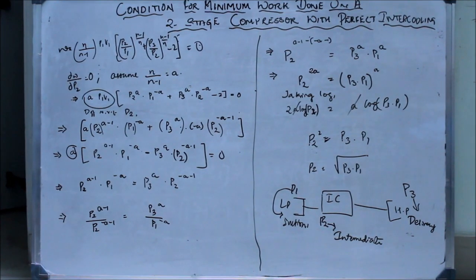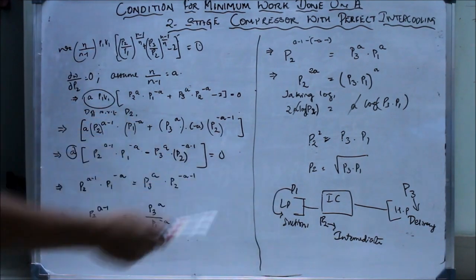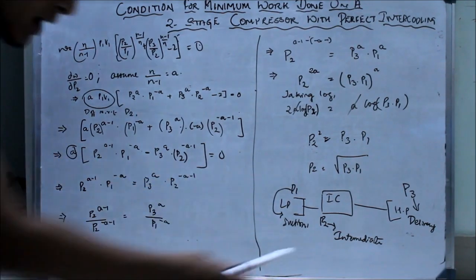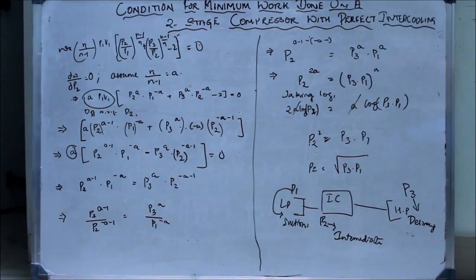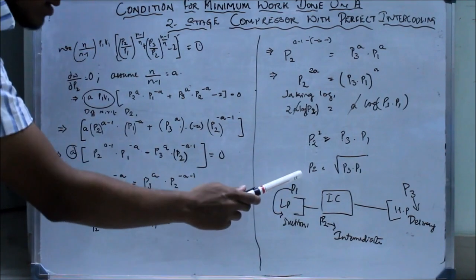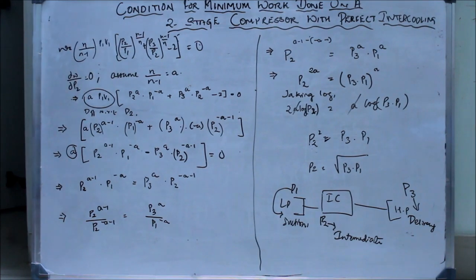To find out the minimum work done, first we should find out the expression for the intermediate pressure P2. If you look at the schematic diagram here, this is the low pressure cylinder. This is the suction pressure, which is going to be constant because it's the atmospheric pressure. And P3 is the delivery pressure, the pressure that we want, and that is also going to remain constant. The only pressure that we can play around with is the intermediate pressure. So we find an expression for the intermediate pressure in terms of the delivery pressure and the suction pressure. That we substitute in this equation to get the minimum work.